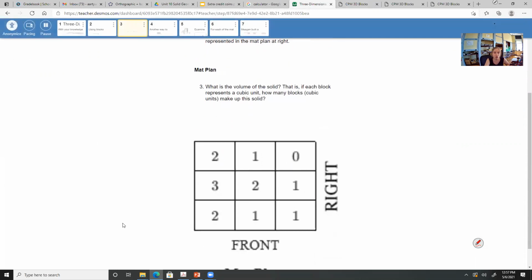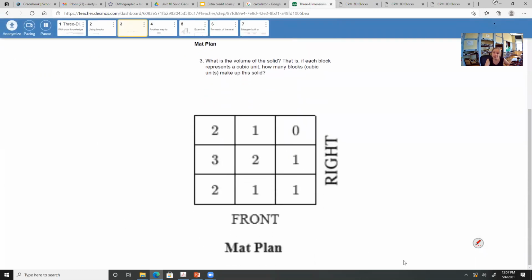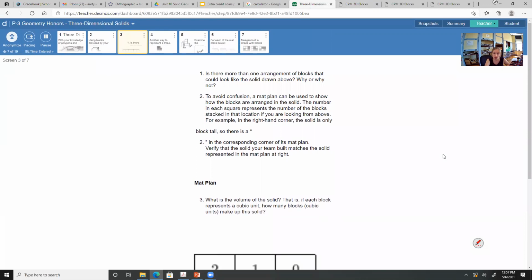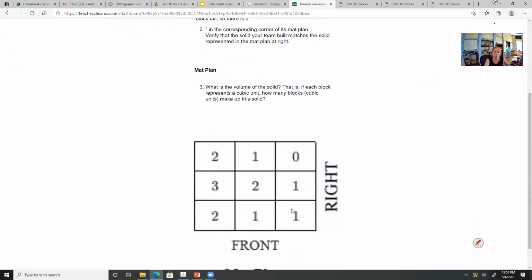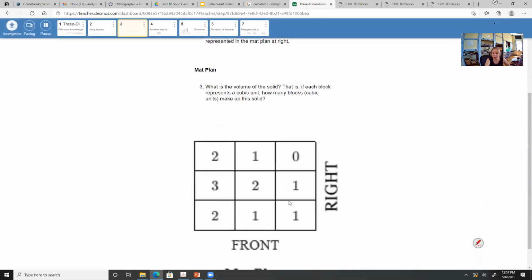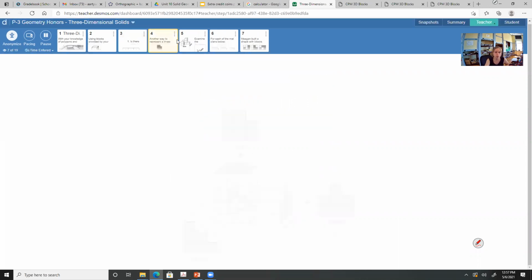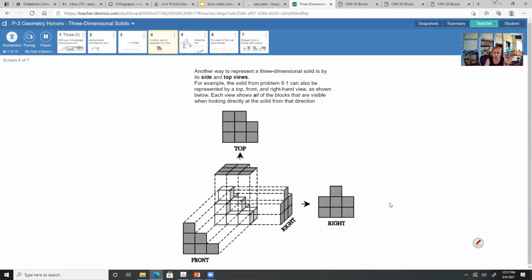After that, I introduced the math plan of the shape. I asked them the following questions. Is there just one arrangement of the blocks possible, and how can we avoid the confusion? And I introduced them to the math plan, and according to the math plan, I asked them to again assemble the shape. Online students did it in the applet, in-person students did it using Lego cubes. Then I explained that there's another way of representing 3D shapes by just giving front, right, and top views.